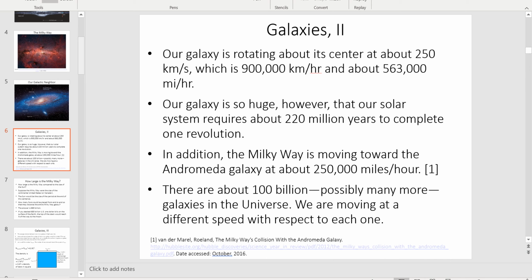In addition, the Milky Way galaxy is moving with respect to the other galaxies. By the way, there's on the order of 100 billion, probably more, galaxies in the universe. The Milky Way galaxy is moving away from, and therefore other galaxies are moving away from the Milky Way at tremendous speeds. This is true of virtually all galaxies in the universe. All galaxies are moving away from us, and we're moving away from virtually all galaxies.